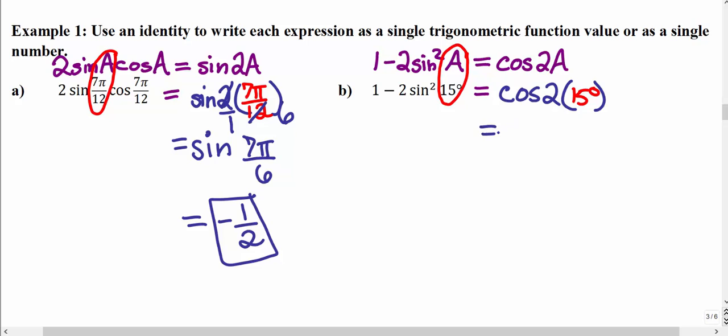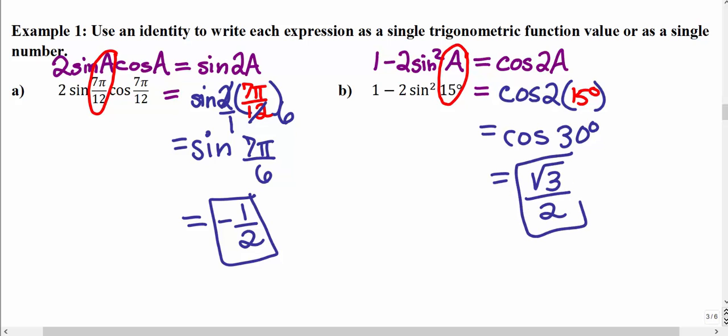And we simplify. That would be cosine 2 times 15 is 30 degrees. And cosine of 30 degrees, we know that measure without a calculator, that would be the square root of 3 over 2.